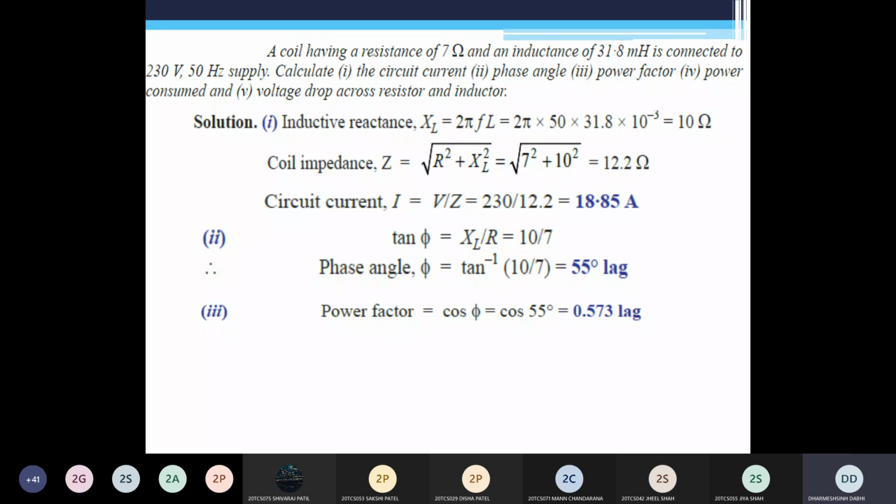If it is an inductive circuit, write lag. If it is a capacitive circuit, write leading. Clear? Okay, then next, how much power is consumed by this circuit? How much power is consumed by this circuit? Fourth one, 35 number, give me the answer. How much power consumed?